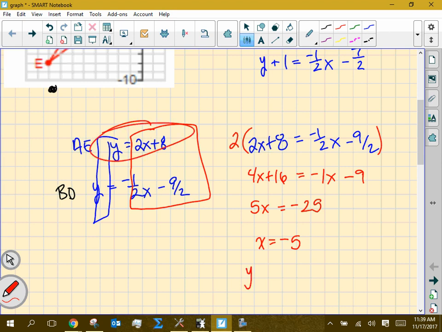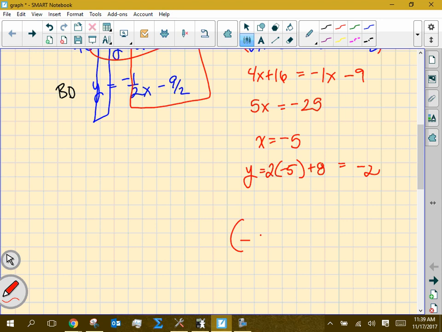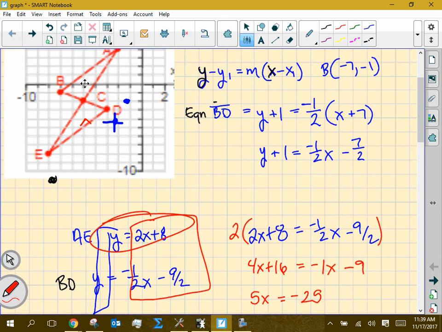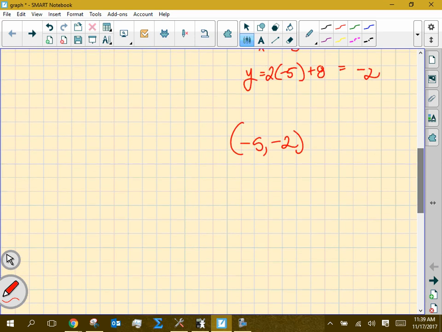So I'm going to go y is equal to 2 times my -5 plus 8. That's -10 plus 8, right? It's -2. So x was -5, y was -2. Is that the ordered pair that we see graphically when we count over and down, right? Okay, that's how you need to do that algebraically, and this is very similar to questions that you're going to see on the end of course exam, where they need you to show the work.